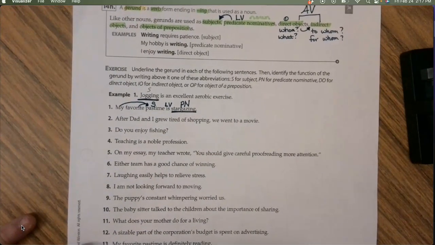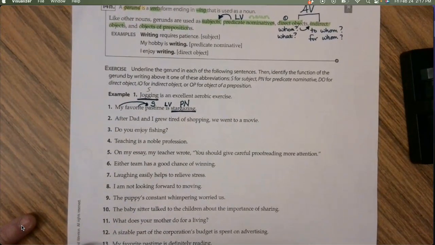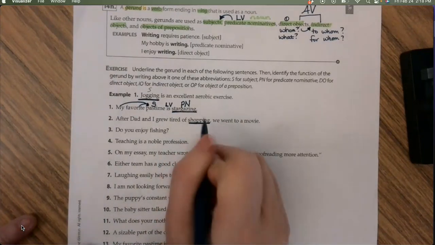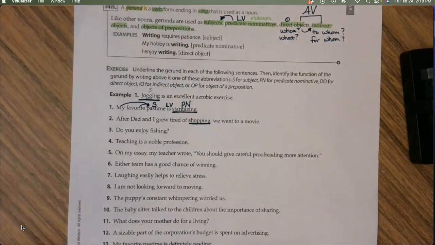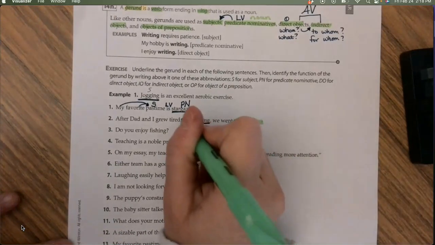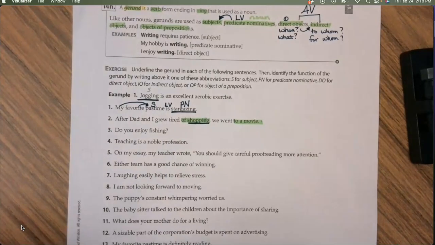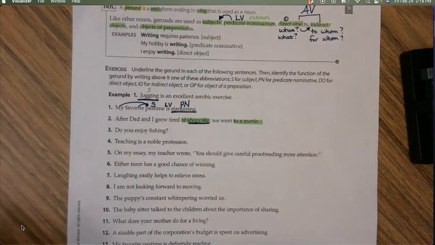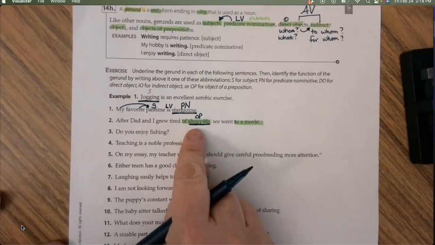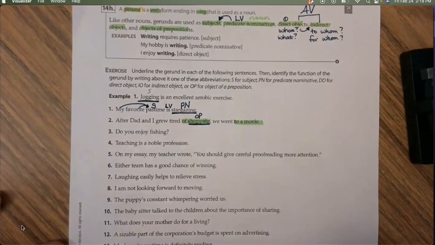All right, number 2. After Dad and I grew tired of shopping, we went to a movie. I'm going to look for my verb that ends in ing, and that looks like it's shopping. And I'm going to go through my process of looking for the job. So I'm going to start with the prepositional phrases, and I see to a movie and of shopping, and I can tell right away the job that shopping is doing in that sentence is the object of the preposition because it's at the end of the prepositional phrase. So for our purposes right now, I don't really need to do anything else. I figured out its job.